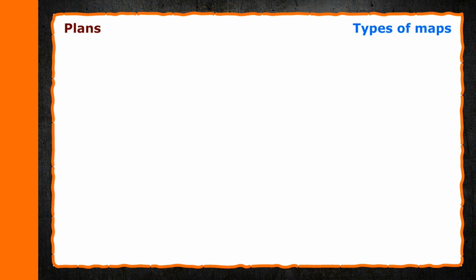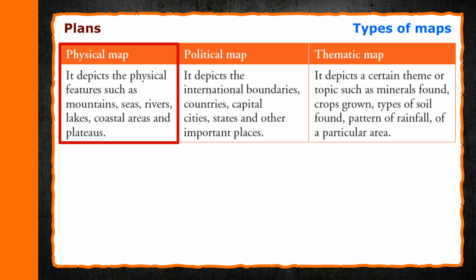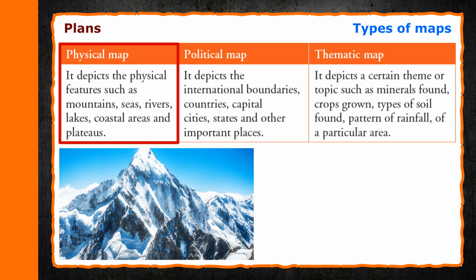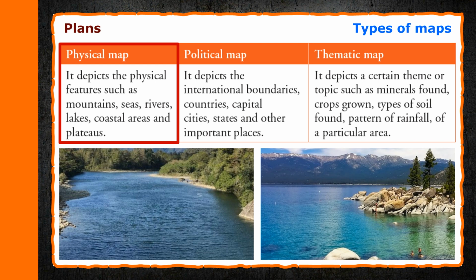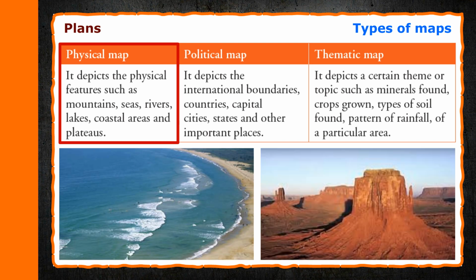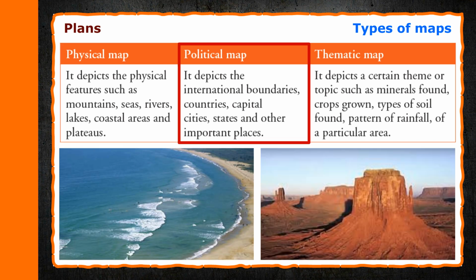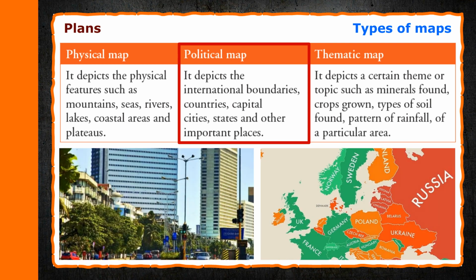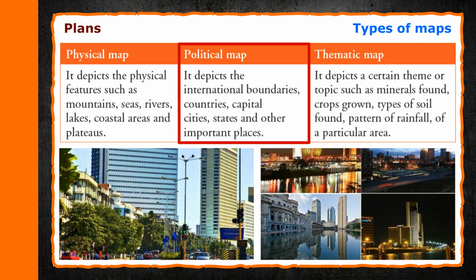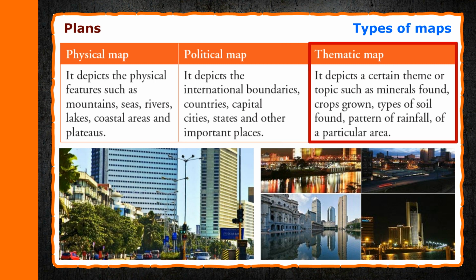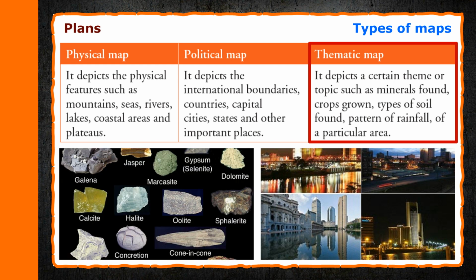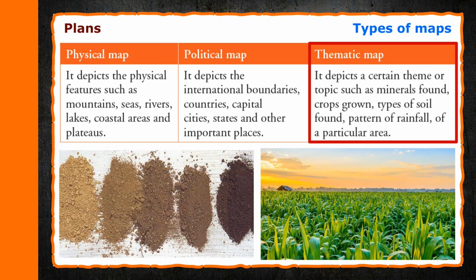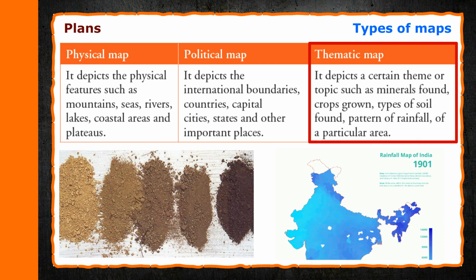Types of maps. Physical map. It depicts the physical features such as mountains, seas, rivers, lakes, coastal areas, and plateaus. Political map. It depicts the international boundaries, countries, capital cities, states, and other important places. Thematic map. It depicts a certain theme or topic such as minerals found, crops grown, types of soil found, pattern of rainfall of a particular area.